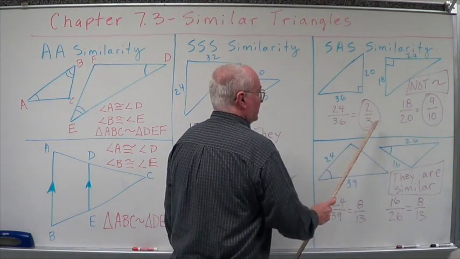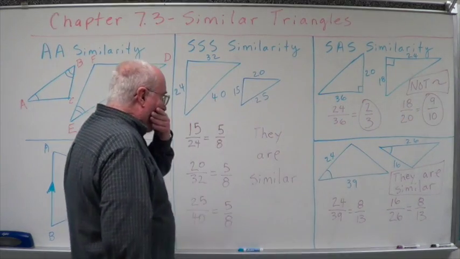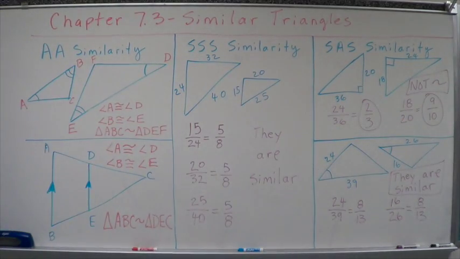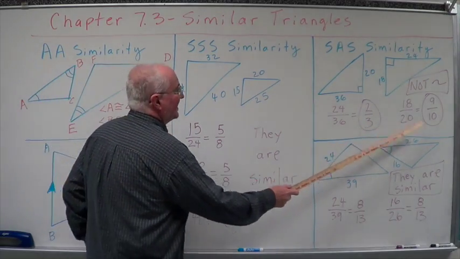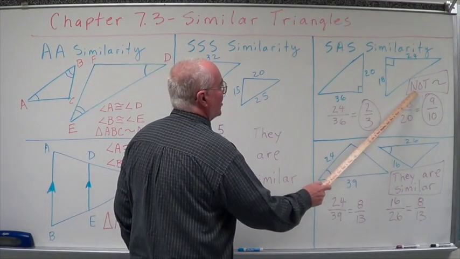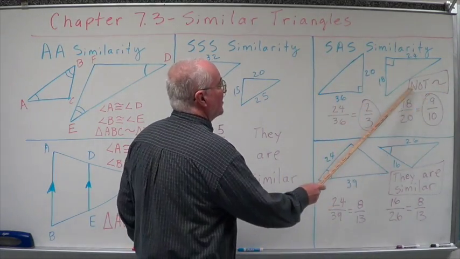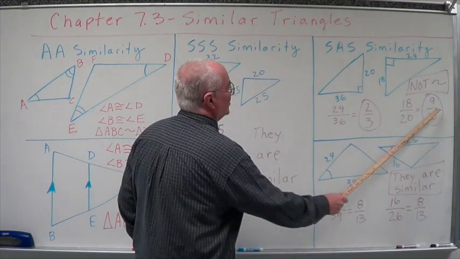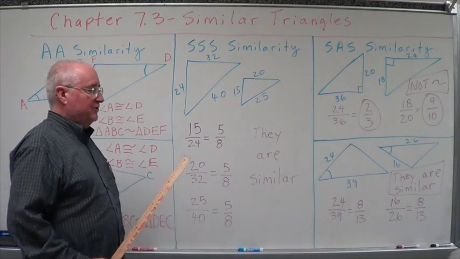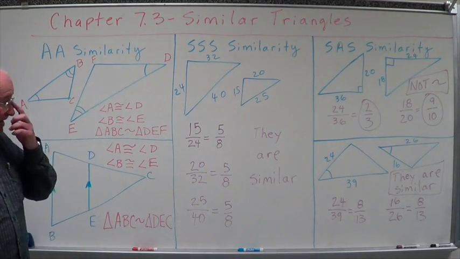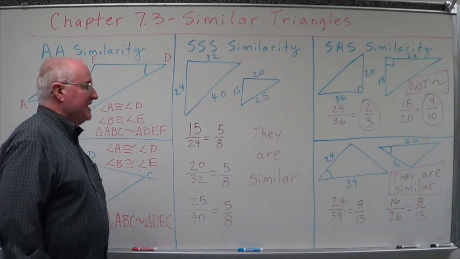Are these two equal? Excuse me, are those two proportions equal? No, they're not. And because they're not, then these two triangles are not similar according to SAS similarity. They are not similar. Why? Because these two are not proportional. Okay? Now let's look at another example.